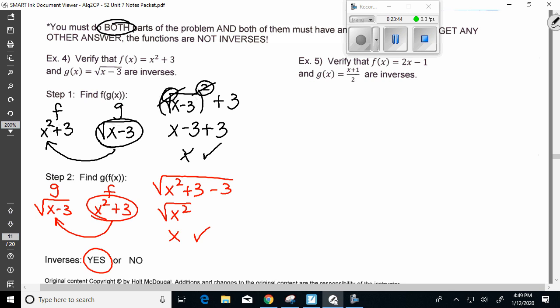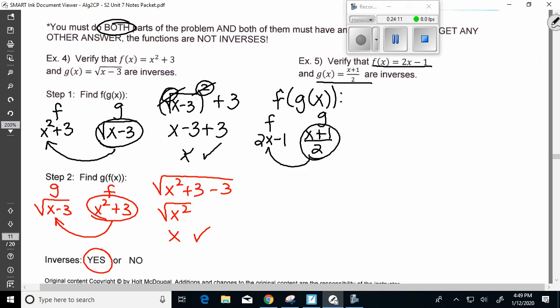Verify that f of x and g of x are inverses. So the same rules apply. F of g of x goes first. So the f function is 2x minus 1. The g function is x plus 1 over 2. Don't be afraid of the fraction. It is what it is. Take the function, plug it in for x. That gives you 2 times x plus 1 divided by 2, minus 1.